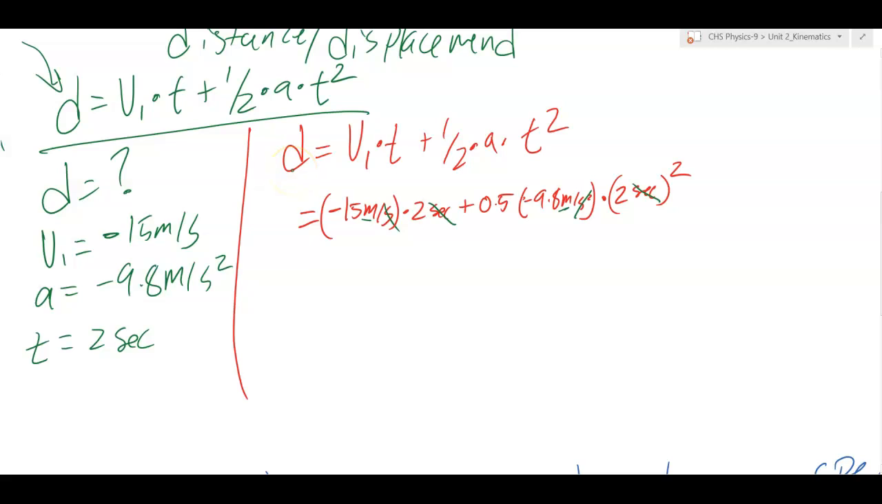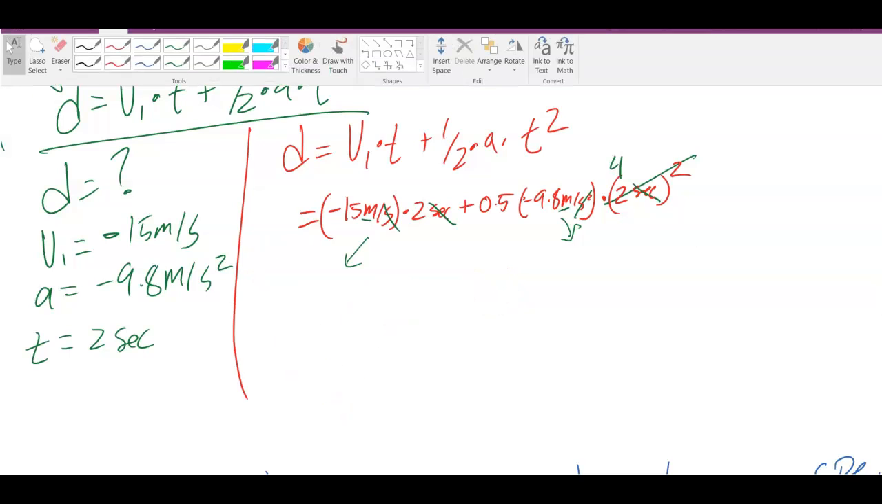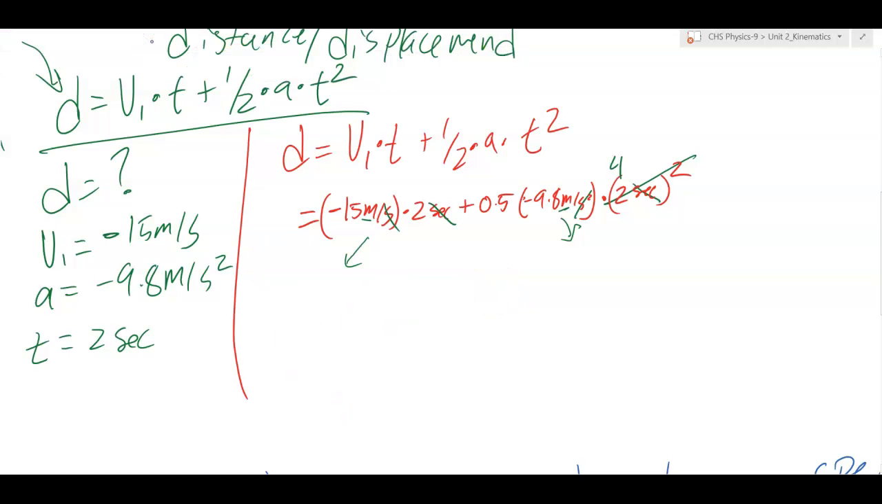Now our order of operations, we got to be careful with order of operations. First thing we're going to do is square this right here. So 2 squared, that's the same thing as 4, right? And now we're going to do all of our multiplications separately. So we'll go separately, and then we'll either add or subtract based off of what we got. So 15 times 2, that's 30, but the negative sign, can't forget about that. Meters is what's left over there.